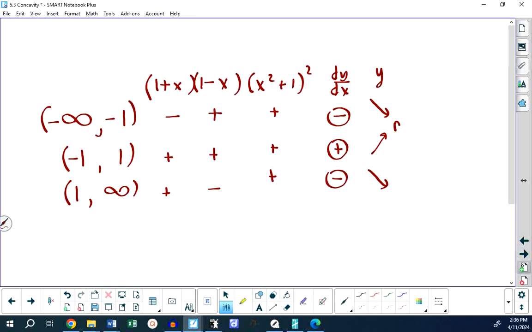Which means there is a minimum here and there is a maximum here. Which really makes sense because it's an oddly symmetric function. So if over at -1 there's a minimum, at +1 there has to be a maximum.